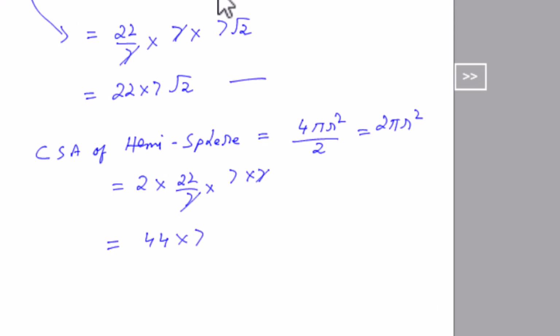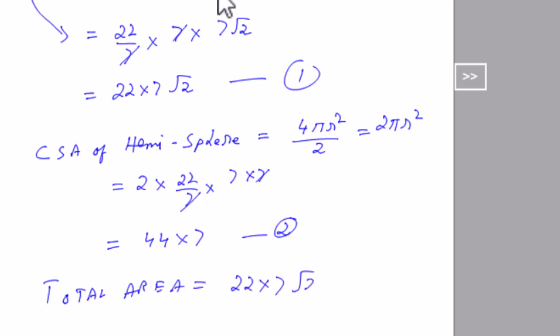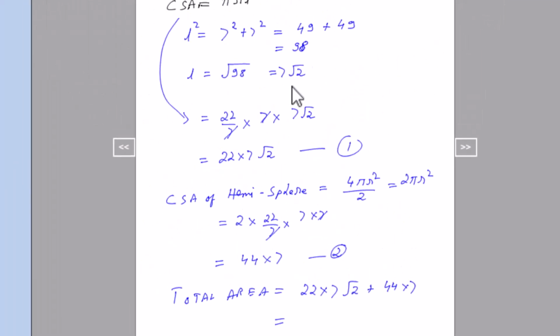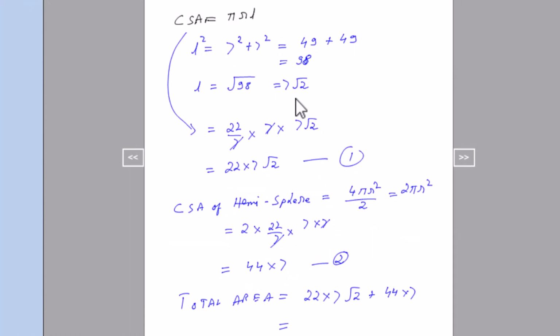All right, now we have to add these two and we would be getting the total area. So the total area is equal to 22 into 7, with 22 into 7 root 2 plus 44 into 7. So once we calculate this, root 2 is 1.414. So once we calculate this, how much would we be getting around?